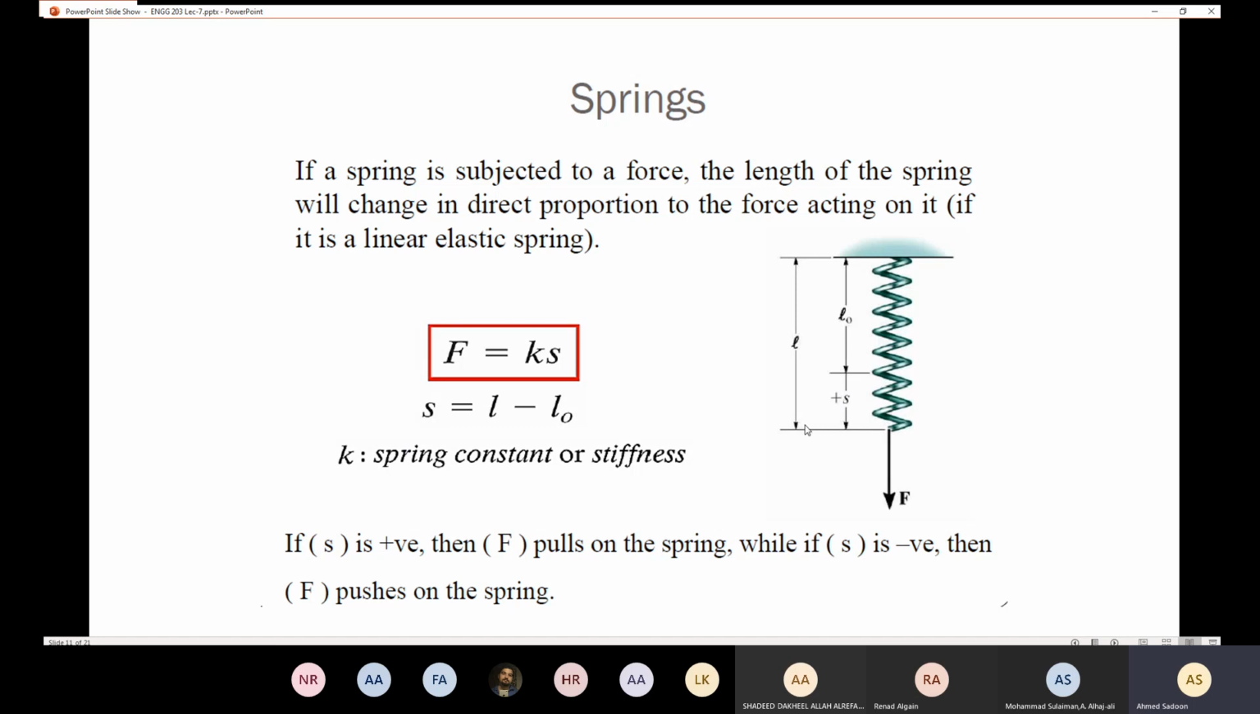The S could be positive or it could be negative. It depends on whether you are pulling the spring or pushing the spring. The spring initially was here. If you pull this spring, the value of S is going to be positive. If you push the spring, that means here is the initial, then the spring is going to shrink to this point here, and S is going to be negative because the final length minus the initial length is going to give you a negative answer. So if S is positive, then the F pulls the spring, while if S is negative, then the F pushes on the spring.